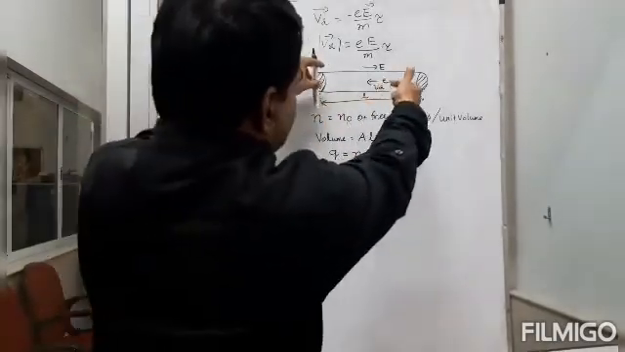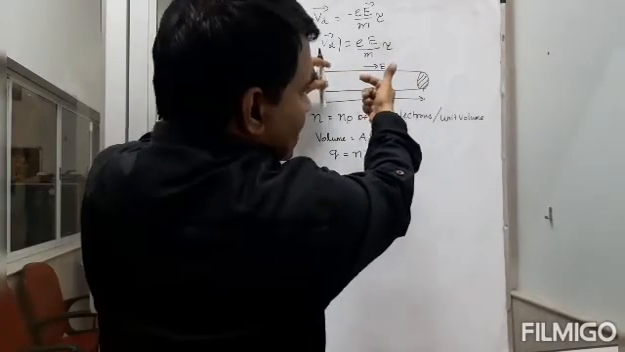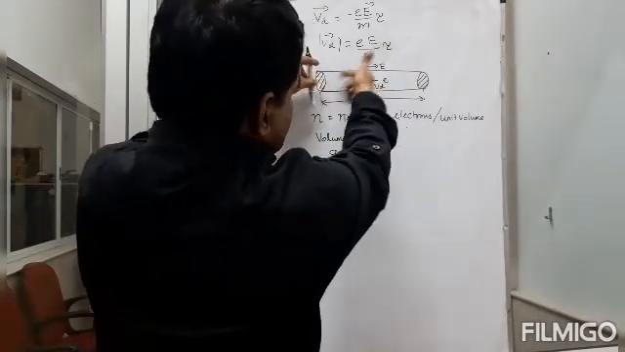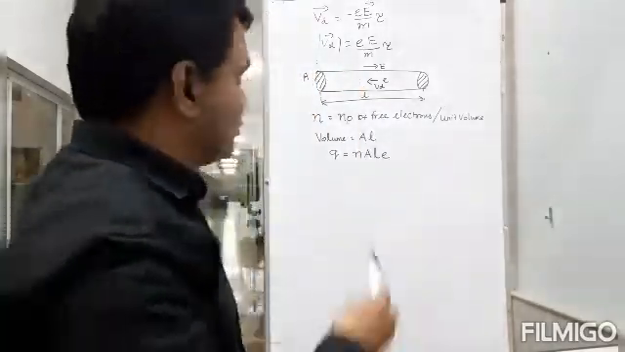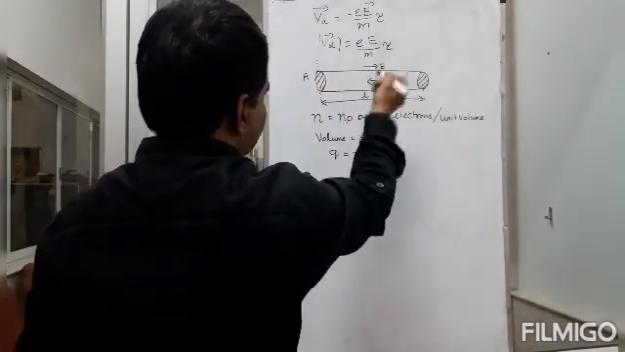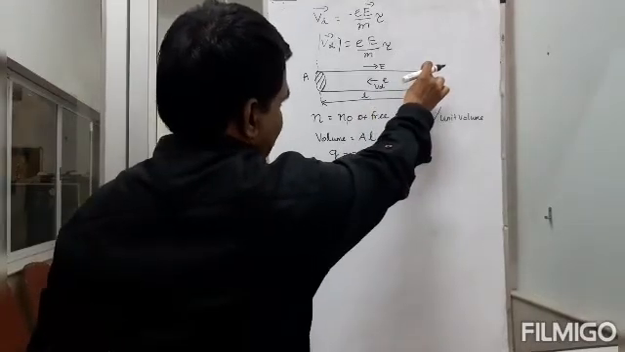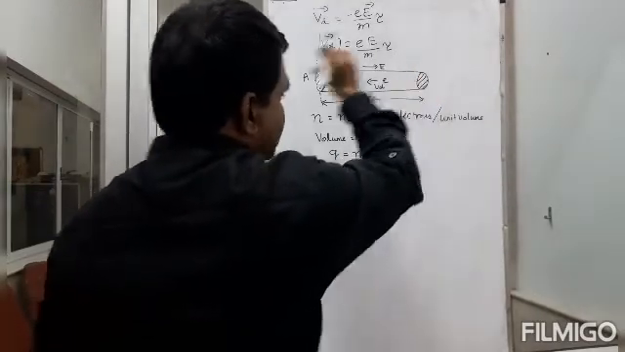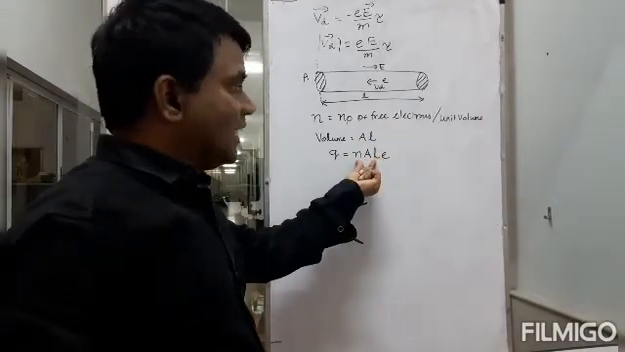I need to find out the amount of charge that crosses this area, and how long it takes to do that. So I'll start from the first electron, then second electron, third electron, fourth electron, fifth electron, sixth electron, finally the last electron. So how many electrons have gone? N A L electrons have gone.